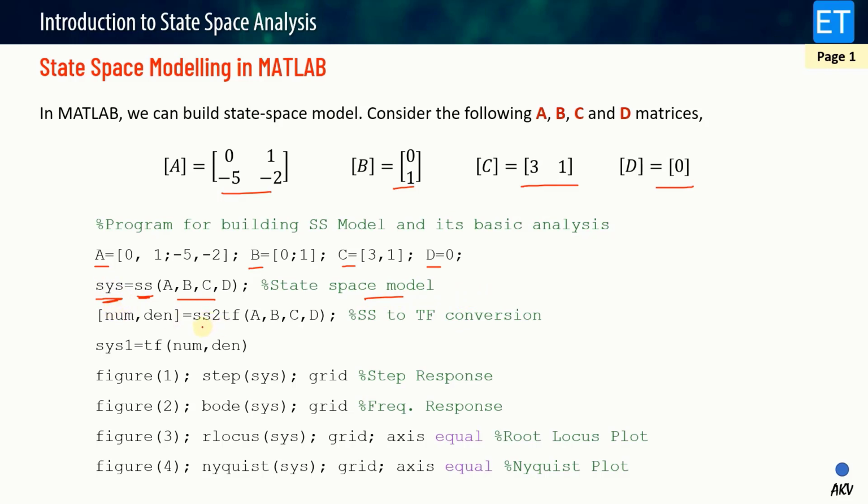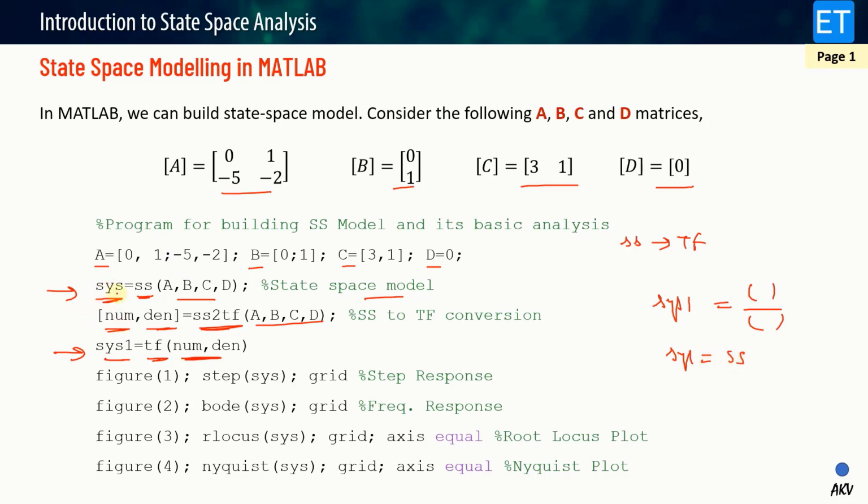Now I have used this function ss2tf. Its name is very clear, ss2tf. That means I am converting this state space into the equivalent transfer function. So I have passed all these ABCD matrices here. When this is executed, you will get your corresponding transfer function. The numerator polynomial and the denominator polynomial will go into num and den. With the help of this num and den, I am creating this transfer function with the help of this tf function. So sys1 is carrying your transfer function, while sys is carrying your state space model.